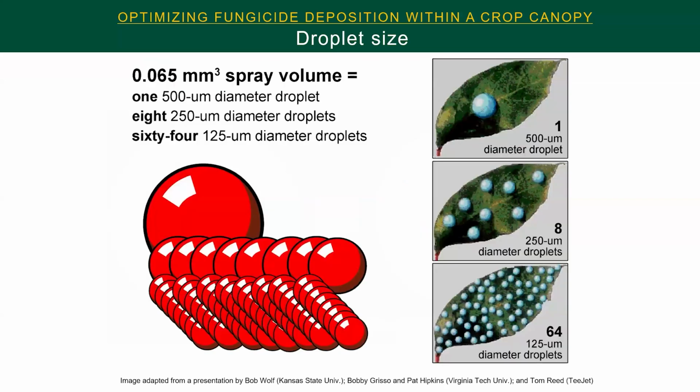And this is a better way of showing this here. These figures were taken from Bob Wolf at Kansas State. But you can see a 500 micron droplet at the top compared to 6,425 micron droplets and the amount of coverage that we get within that.